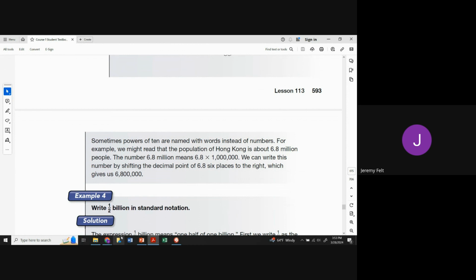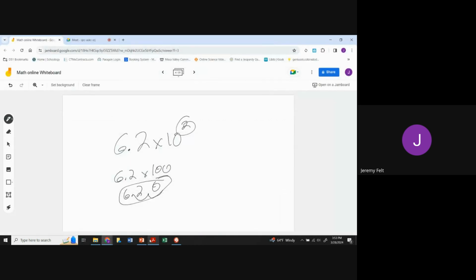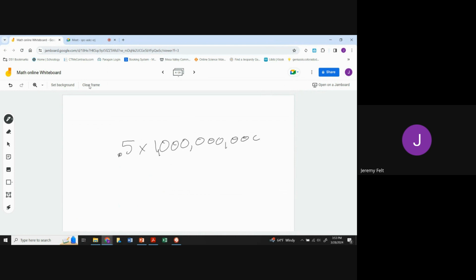Half a billion in standard notation. So half is 5 times a billion. So 50 million, zeros, thousands, millions, billions. Okay. So I have 1, 2, 3, 4, 5, 6, 7, 8, 9 zeros. So I could really think of this as, and I could just write out 500 million and do half of this.